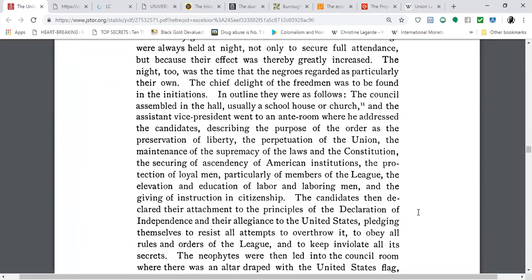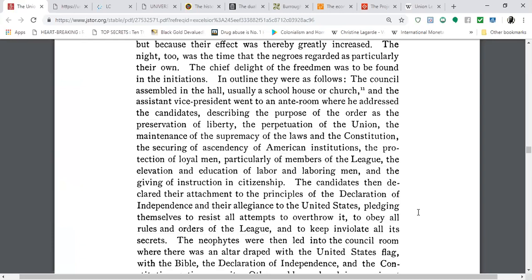In outline, it was as follows. The council assembled in a hall, usually a schoolhouse or church. An assistant vice president went into the anteroom where he addressed the candidates, describing the purpose of the order as the preservation of liberty and the perpetuation of the Union, the maintaining of the supremacy of the laws and the Constitution, securing the ascendancy of American institutions, the protection of loyal men, particularly of members of the League, the elevation and education of labor and laboring men, and the giving of instruction in citizenship.